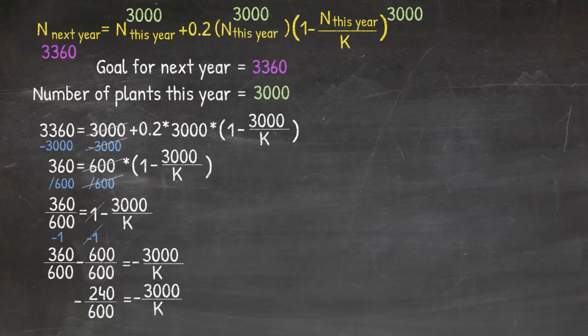Now, having a negative is something that makes things a little less convenient, so let's multiply both sides by negative 1. And what we get is 240 over 600 equals 3,000 over K.